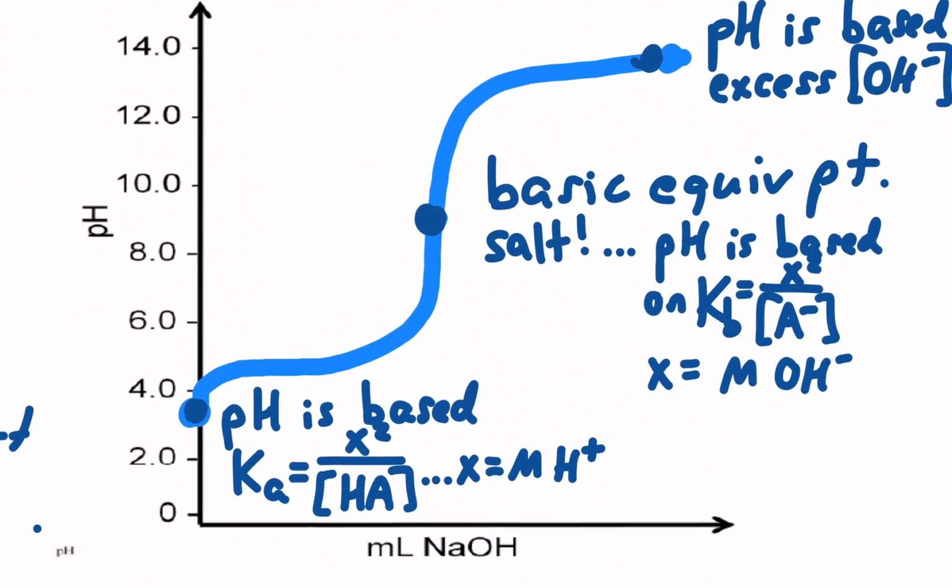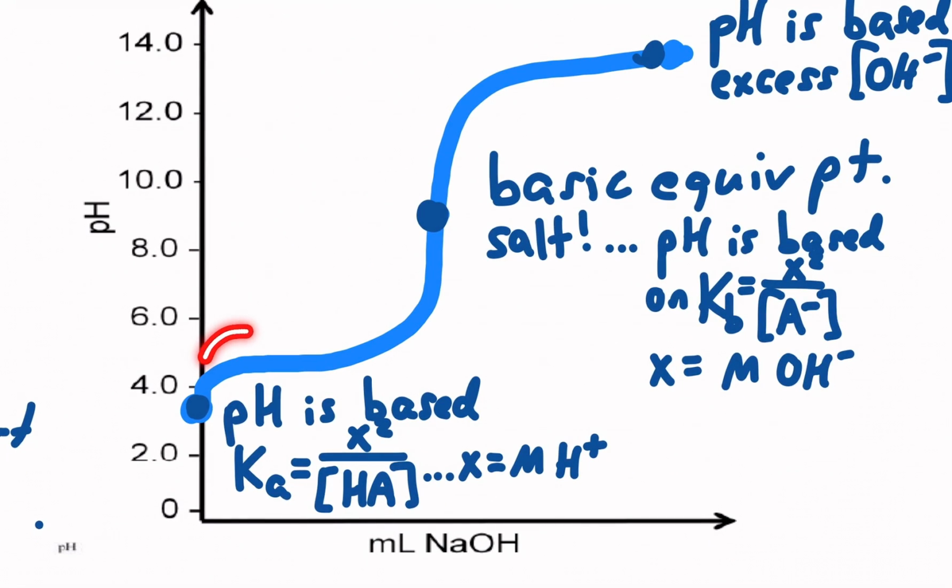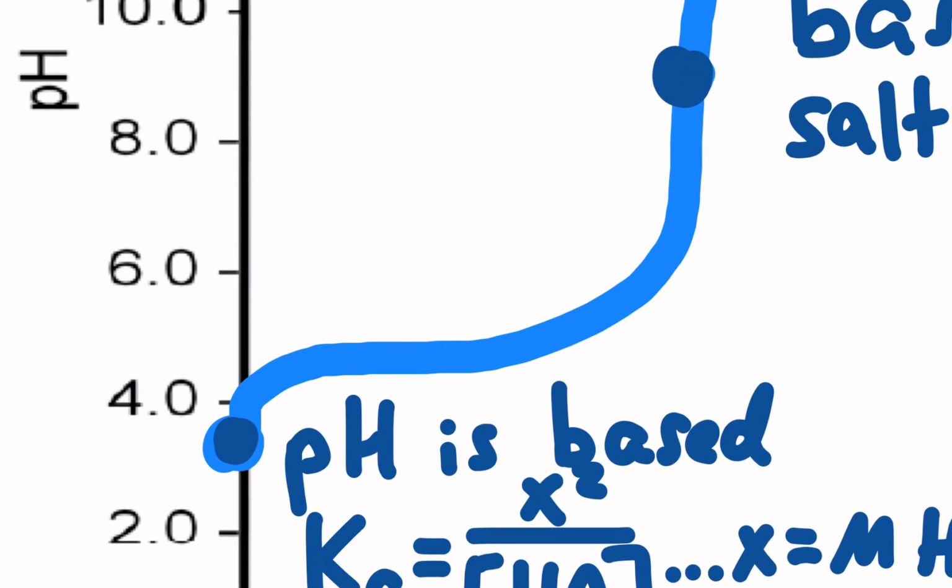There's one other point that's worth mentioning, and it's this section that's after you begin, but before you hit equivalence. Not up here, but just this plateau here. This is called the buffer region.